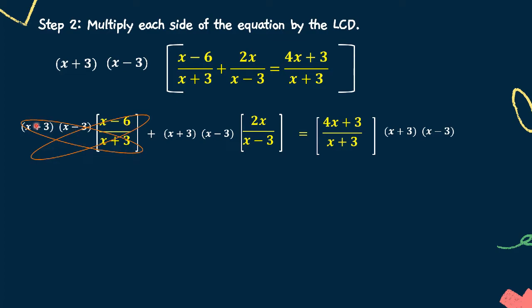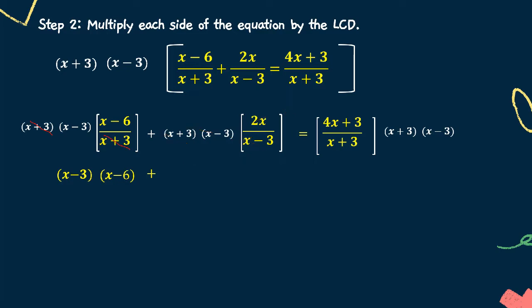To multiply the LCD by our rational expression, we simply divide the LCD by the denominator of our rational expression, and we identify the common factor. Here the common factor is x plus 3 and x plus 3. So we cancel out the common factor. The remaining factors are x minus 3 and x minus 6. So proceed to the next.